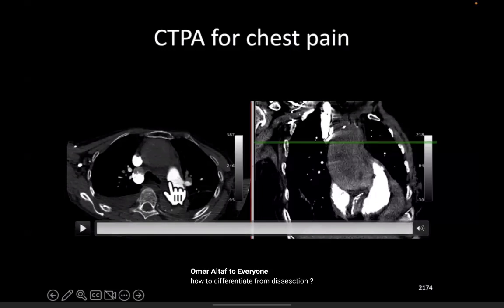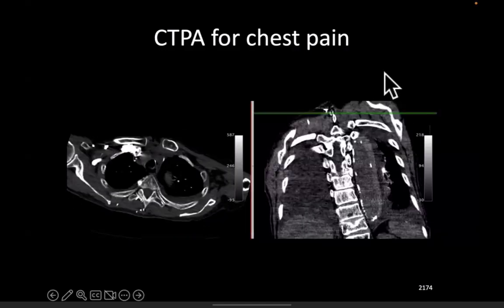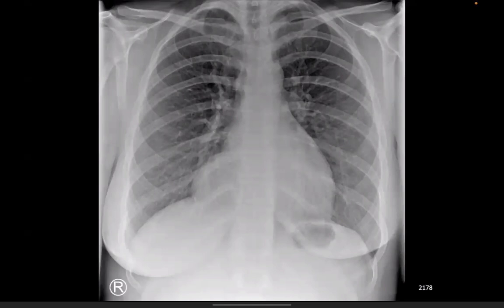Now, somebody says, how do you differentiate it from dissection? Well, actually, it kind of doesn't matter because they are both treated in the same way. An intramural hematoma and a dissection do require the patient to have surgery. Okay, what have we got here?